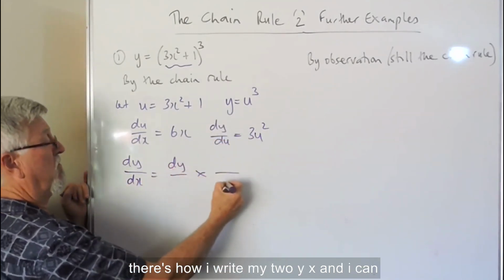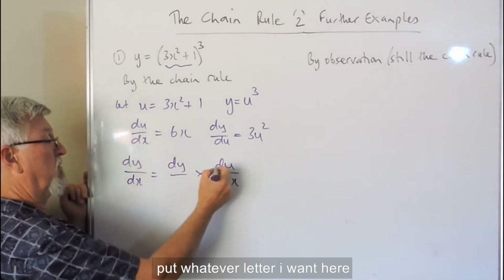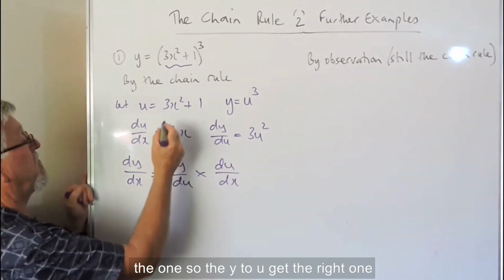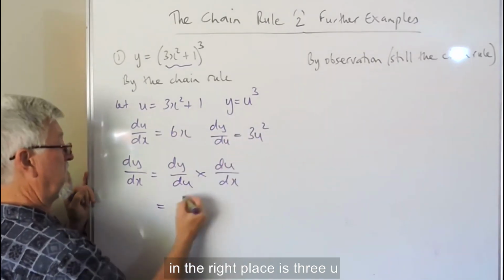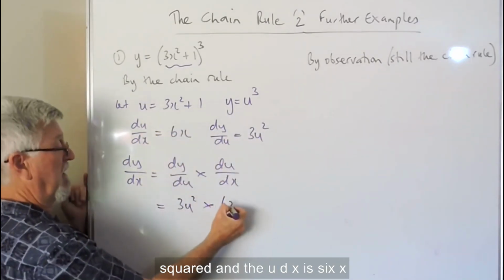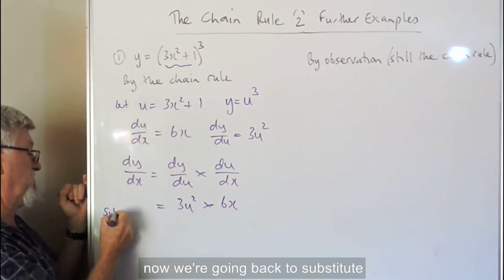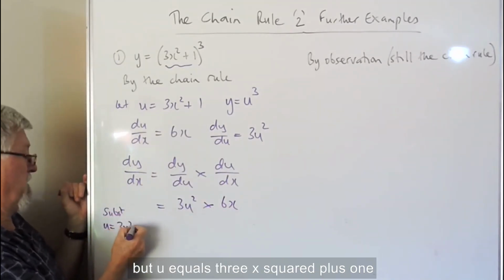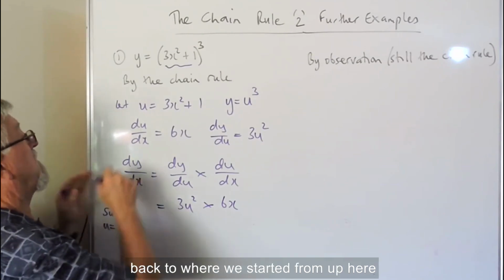There's how I write the dy dx, and I can put whatever letter I want here, as long as I put it on the top and on the bottom. So dy du, get the right one in the right place, is 3u squared. And du dx is 6x. Now we're going back to substitute. U equals 3x squared plus 1. Back to where we started from up here.